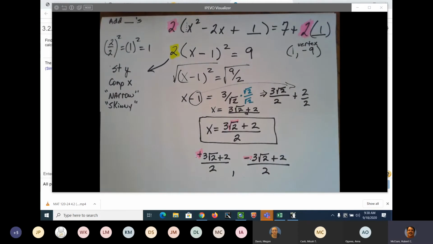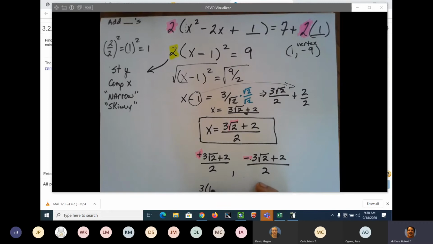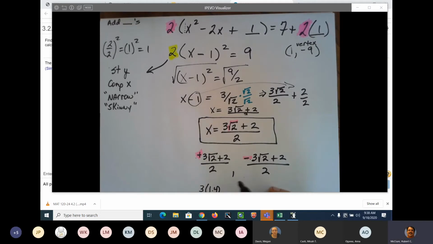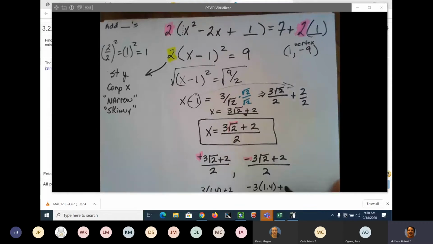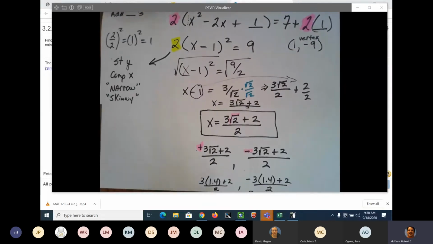Now, I'm going to change these into decimals because radicals are worthless in the real world because you're wanting to plot it on a number line. So 3 times 1.4, 3 times 1.4, and you could take it out further, whatever. Okay, plus 2 divided by 2, and negative 3 times 1.4 plus 2 divided by 2. Okay, and bring that up a little bit. There we go.